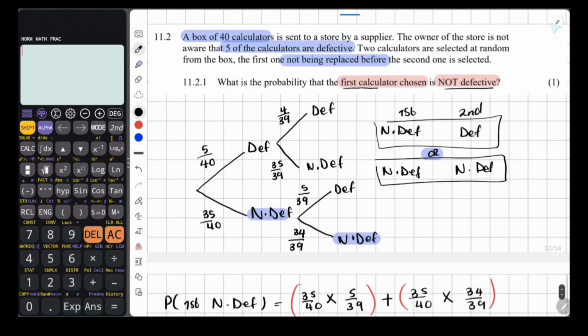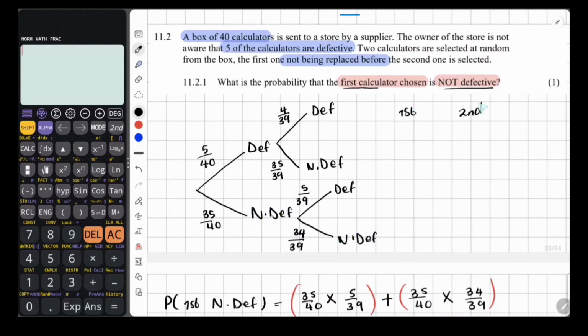So let me erase all of this first. So we're still looking at the first and the second picks, or the first and second calculators that have been selected. One is defective, one is not. It can be in any order. They didn't specify. If they said the first must be defective and the second must be not, then you're going to have to take defective first, then not defective second. And then that would be all. Okay, you just multiply them like that.